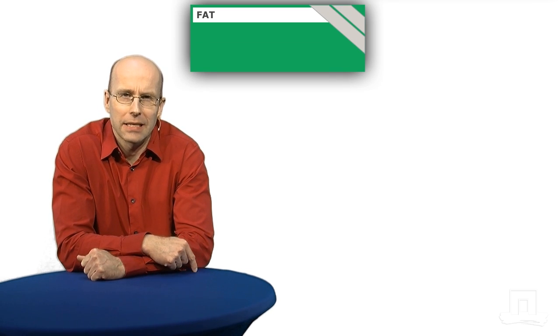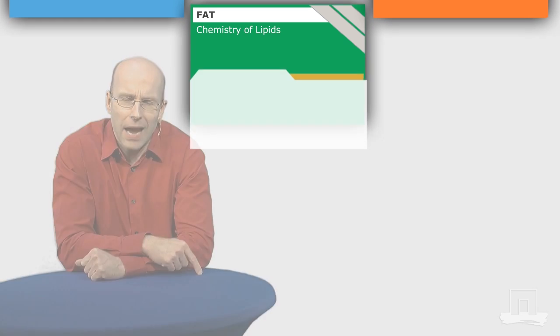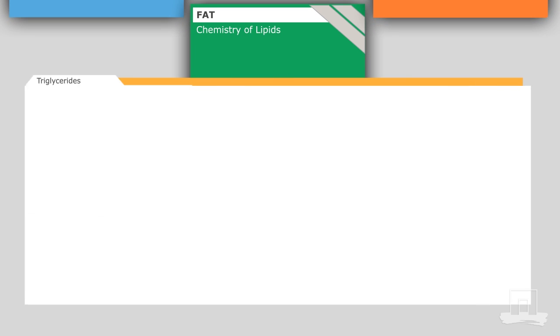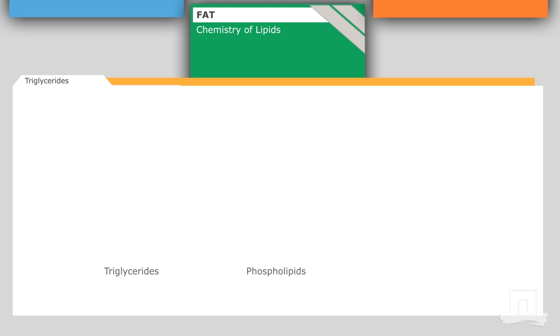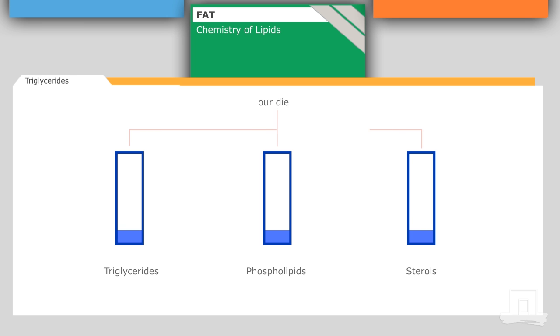Hi, in this video we'll discuss the chemistry of dietary fats or dietary lipids. Now, dietary lipids consist of triglycerides, phospholipids, and sterols. Now, triglycerides are quantitatively the most important. They take up approximately 95% of our daily fat or lipid consumption.